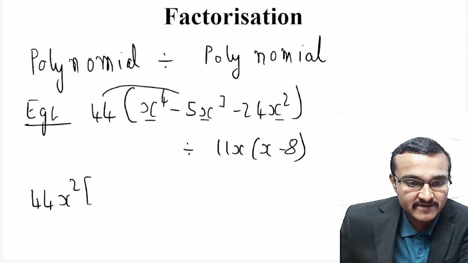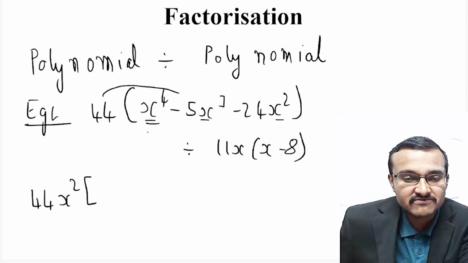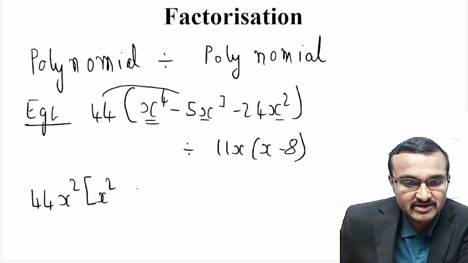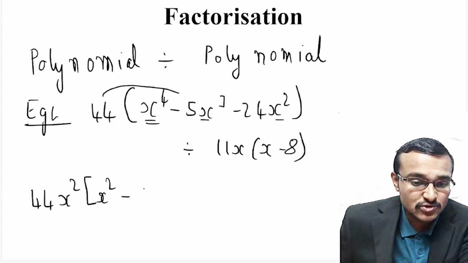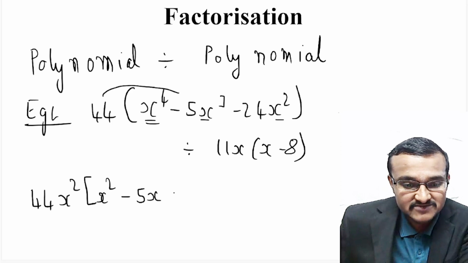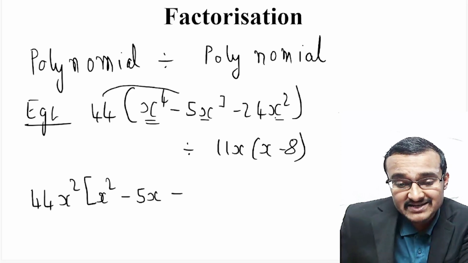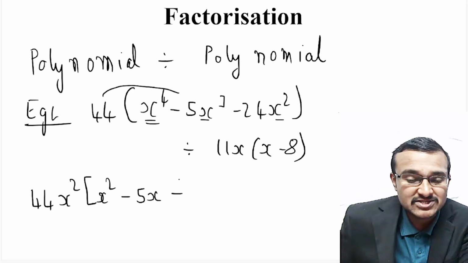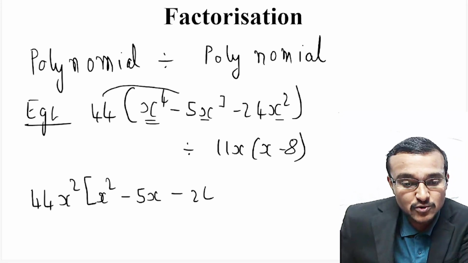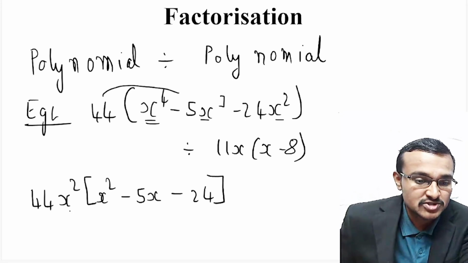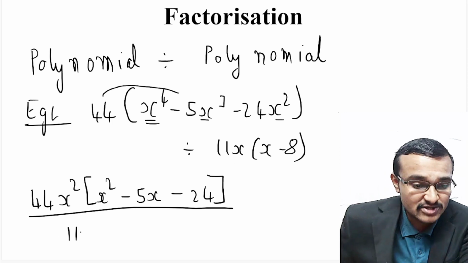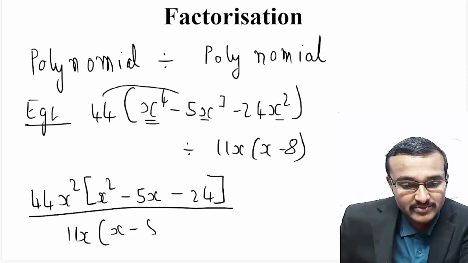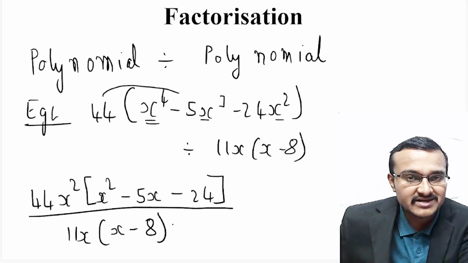So 44x square. Inside the bracket, when you take x square from this x power 4, x square will be remaining. And when you take x square common from this x cube, only x will be remaining, because x square into x will be x cube, minus 5x will be there inside the bracket, minus 24 into x square is there. Now you have taken x square outside, so only 24 will be remaining. So minus 24, divided by 11x into x minus 8 in the denominator. Now you can perform the division.